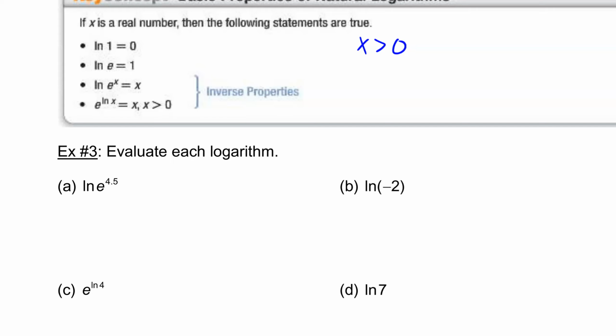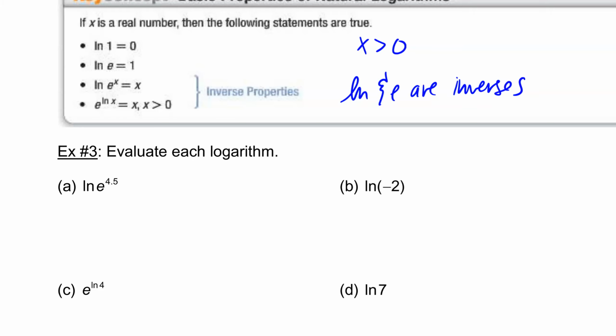Natural log. Same rules as before. The difference is it's base e. So let's go ahead and try these out. Keep in mind, x has to be greater than 0. Also important, ln and e are inverses. Because if you plug a function into its inverse, they more or less cancel each other out and you just get x as the answer.